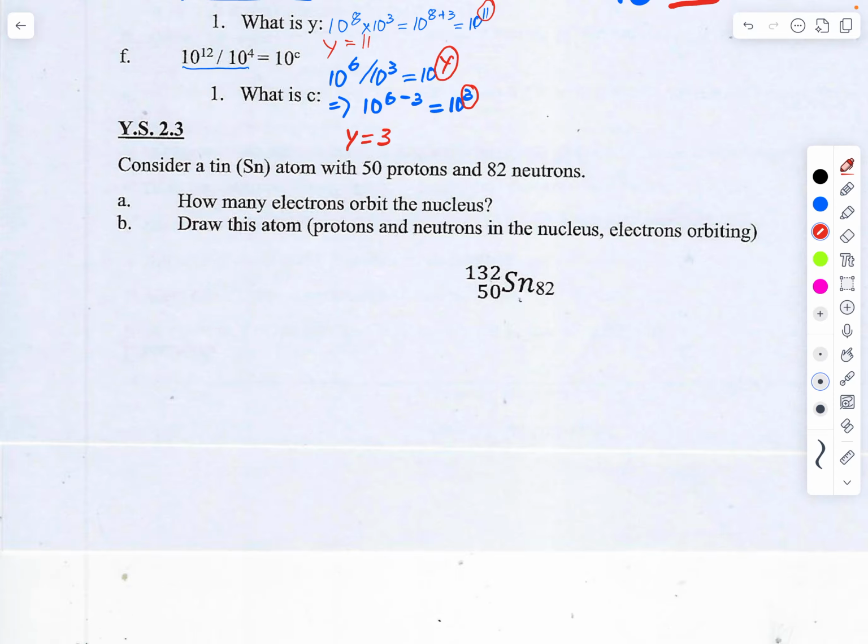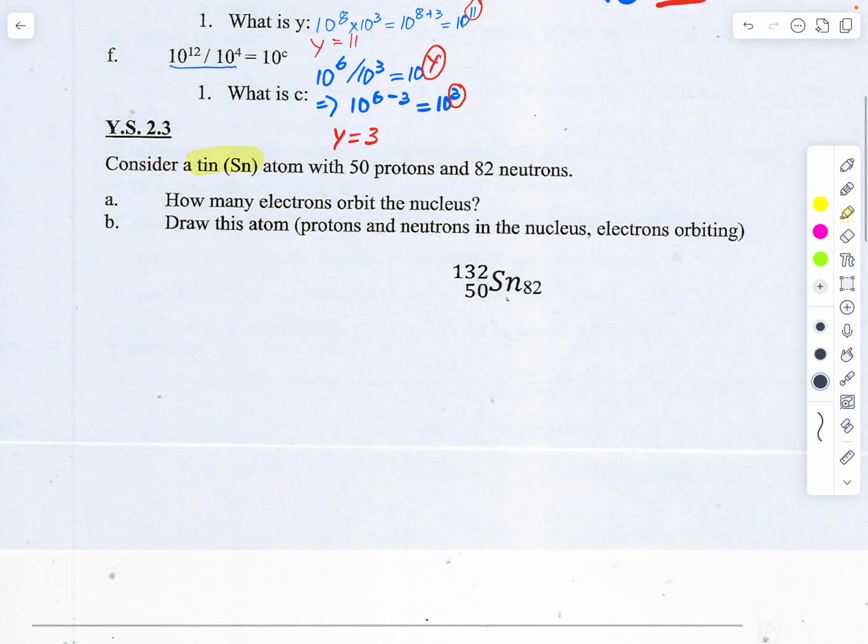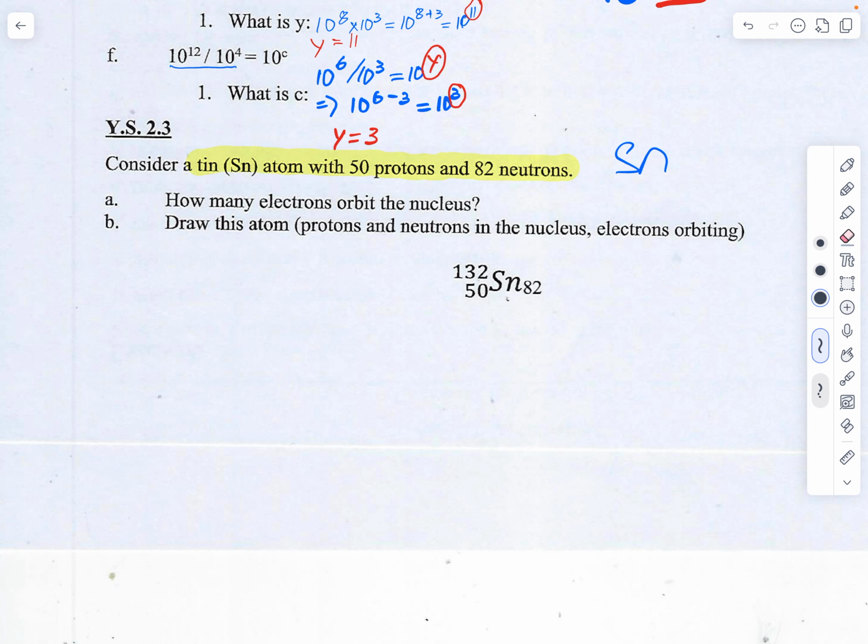All right. Exercise 2.3. Okay. So for this problem, again, I would analyze the question they give us first. So they give us a tin atom, 50 protons, and 82 neutrons. Whenever they say this, it means that the atom is neutral, like Sn with no charge. If there's a charge, they would say like Sn with negative 1, or Sn with negative 2. That's with the charge. Well, they didn't say anything about it, so we know that this atom is neutral, no charge.